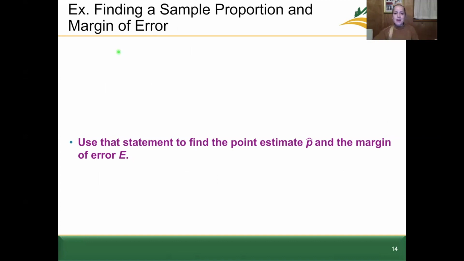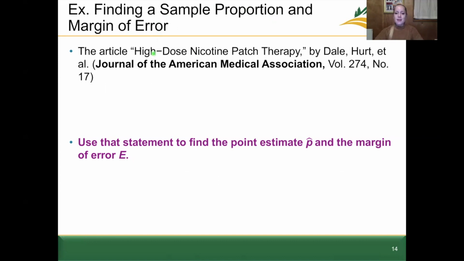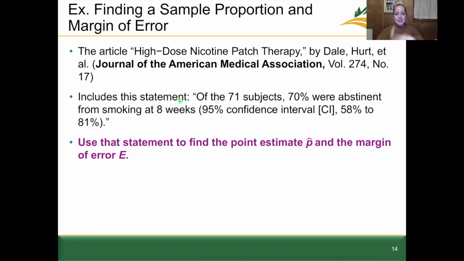Let's do an example now, finding the sample proportion and solving for the margin of error. For a question like this, we're taking some information from a reputable journal. In the journal, we have this statement: of the 71 subjects, 70% were abstinent from smoking at 8 weeks. After this sentence, we're told a little about the statistics here: 95% confidence interval, or CI, 58% to 81%.